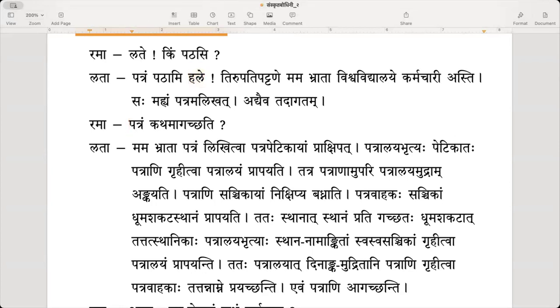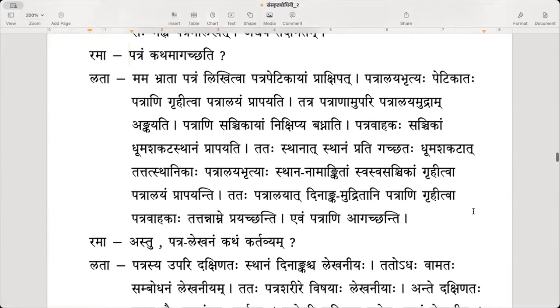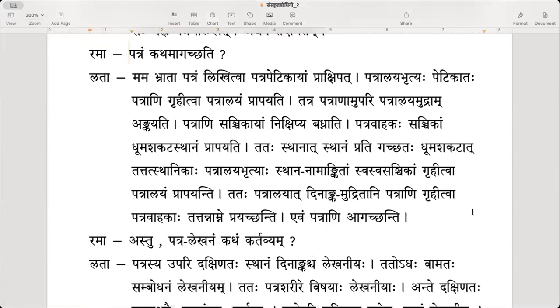Okay. Rama: Patram katham agachati? How did the letter come? How does the letter come? The general process of receiving a letter. Okay. How does the letter come?